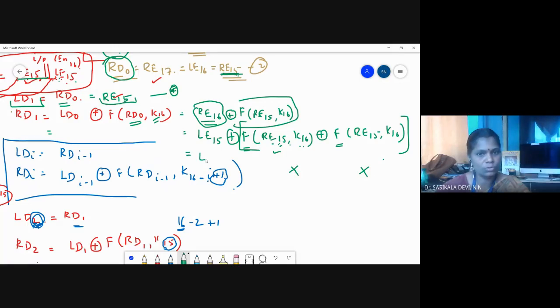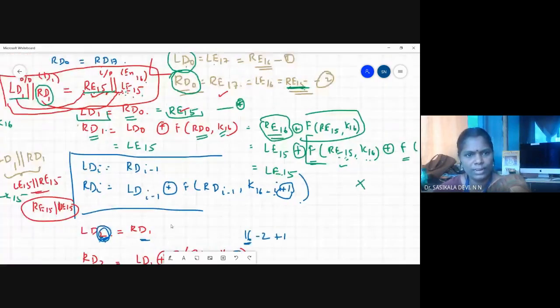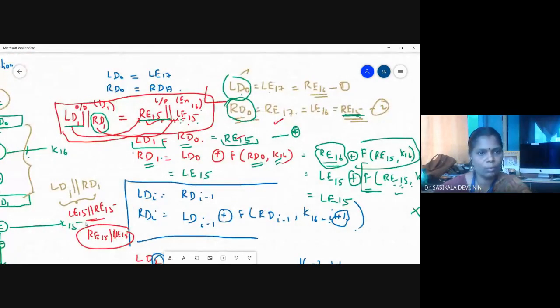So this is equal to LE15. This entire component will be null, so this is equal to LE15. What is this? This is nothing but RD1. RD1 is equal to LE15. Now come to our proof here. What we are expecting is LD1 should be equal to RE15. Yes, we proved that: LD1 is equal to RE15. Next, we tried to prove that RD1 is equal to LE15, and that is what we received here. So perfectly it is proved.